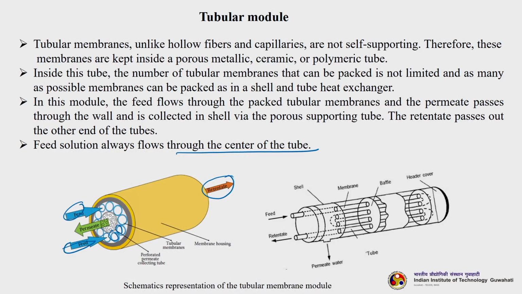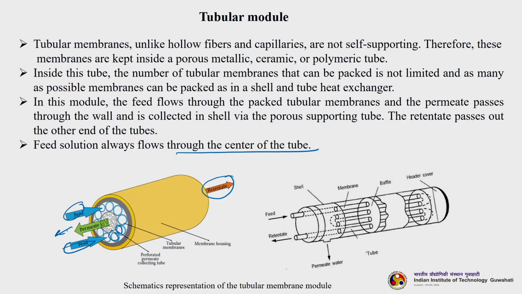basically gets collected in the central space or the tube, which is supporting these tubular membranes. This particular figure is a little more clear. Feed is entering like this, passing through, and then again it is getting circulated and coming here. So, we are getting the overall retentate here.